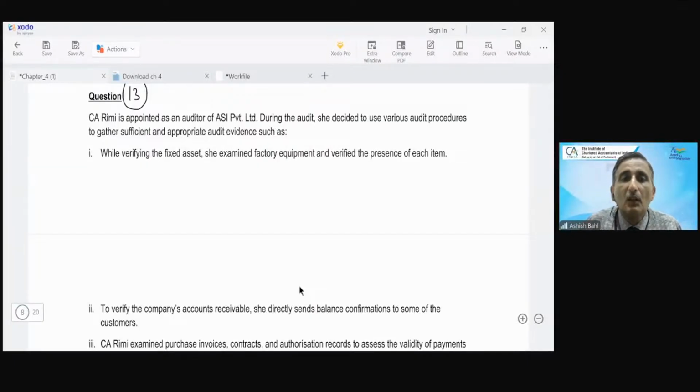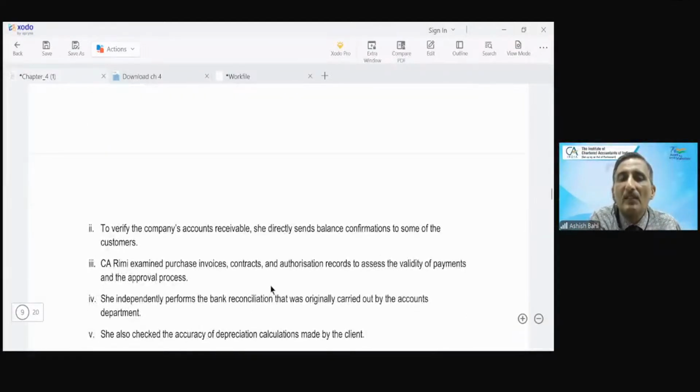And second is to verify company's accounts receivable. She directly sends balance confirmation to some of the customers. Harshit, correct. External confirmation. That is right. Third: CA Rimi examined purchase invoices, contracts, records to assess validity of payment and approval processes. Purchase invoices, she is going through purchase bills, and record of authorization. The person who gave approval, she is examining their record. So what is she doing? Number 3.